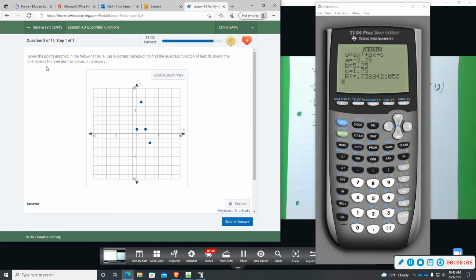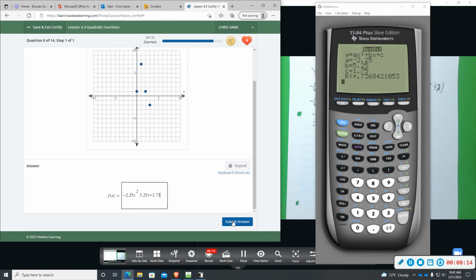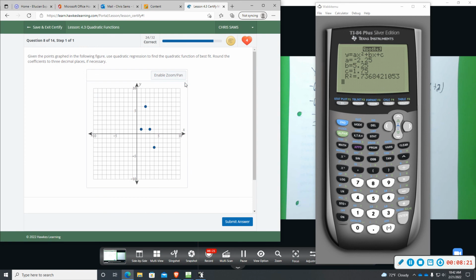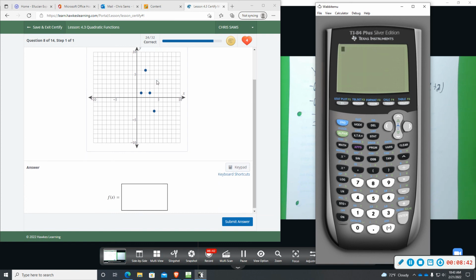They tell you to round coefficients to 3 decimal places if necessary, but they only give me 2 here, so we should be fine. Okay, so they do not like that. Maybe it is around it. Let me see. What I'm going to do is go to mode, just in case. We're going to tell it to float to 3 decimal places. So float is indicating the number of decimal places. And then second, quit.